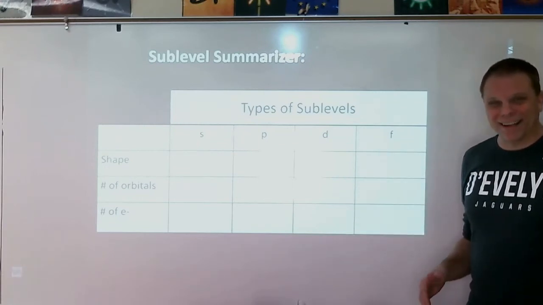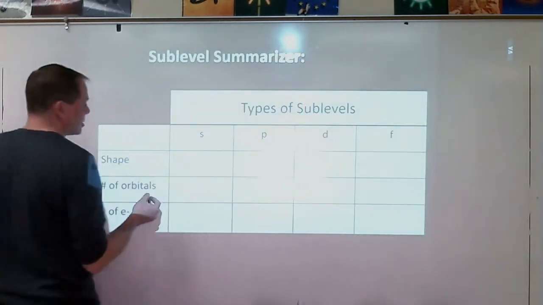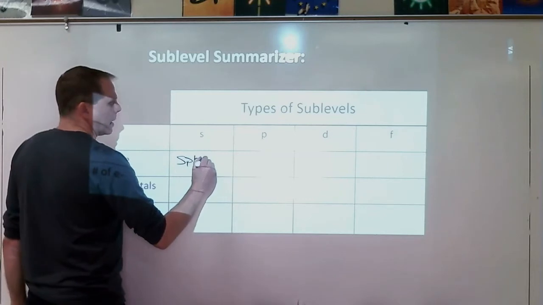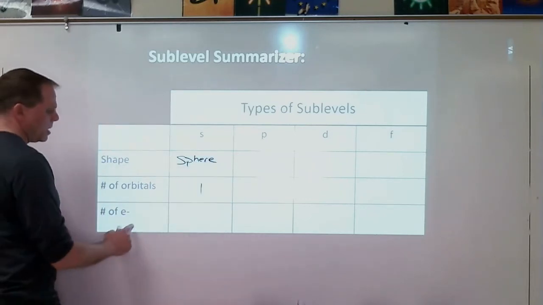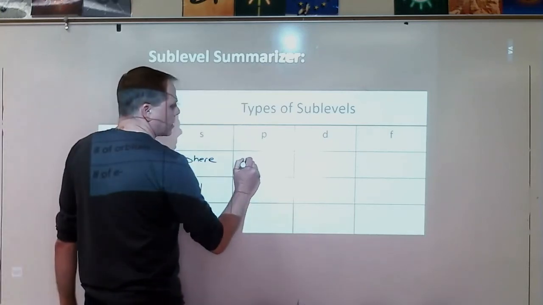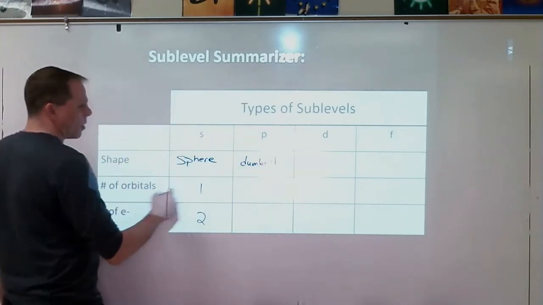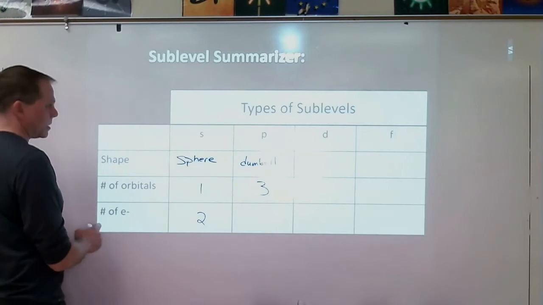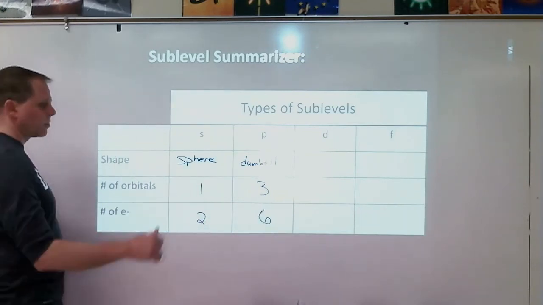All right, you ready? And you're back. So first of all, our shape. Remember, this is a sphere. Sphere shape. Number of orbitals: we only have 1 orbital, the s. Number of electrons: we've got 2 electrons. For p, the shape, we like to call these dumbbell. Dumbbell shapes. I can have 3 orbitals in the p sublevel, and a total of 6 electrons, 2 in each of the 3.